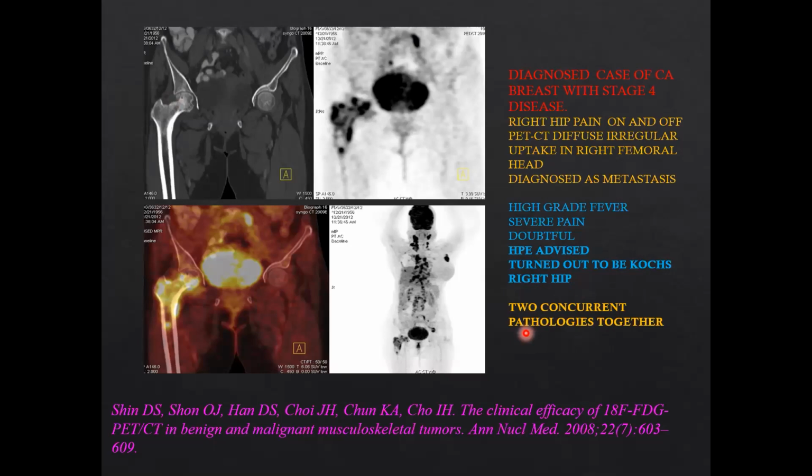So, always remember two concurrent pathologies can coexist. It does not mean that it is a diagnosed case of carcinoma breast. So, any sort of lesion involving the musculoskeletal system or any part of the body should not always be considered metastasis. Clinically you have to see, it is high grade fever, severe pain, and the analysis has to be done very logically.